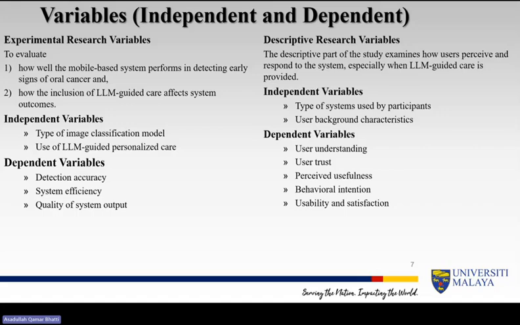And then for the descriptive research, we have the type of system used by participants and user background characteristics. And the dependent variables are user understanding, user trust, perceived usefulness, behavioral intention, and usability and satisfaction.